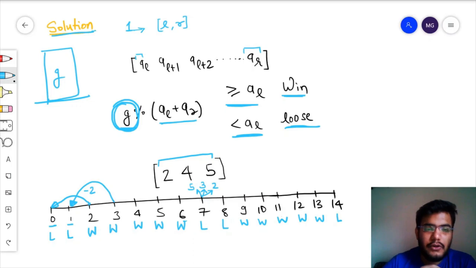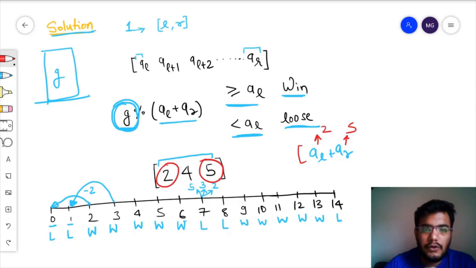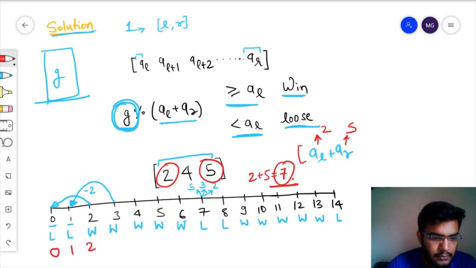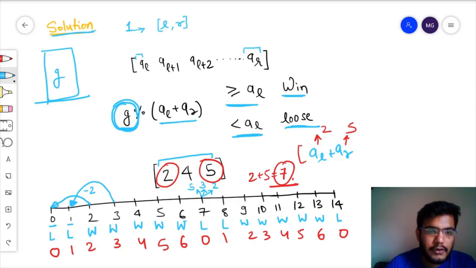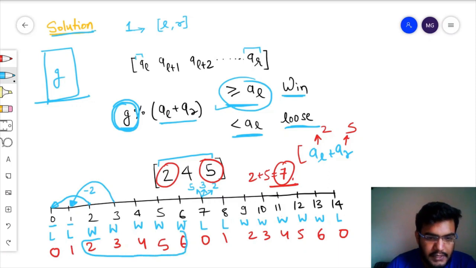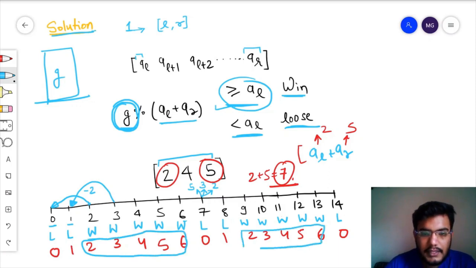Now let's see its modulo with AL plus AR. We had AL as 2 and AR as 5, so we need to take modulo with 7, which is 2 plus 5. If we take the modulo of every term with 7, we have 0, 1, 2, 3, 4, 5, 6. Now you can clearly see that if the modulo is greater than or equal to AL, meaning greater than or equal to 2, then it is a winning state, because the residues 2, 3, 4, 5, 6 are winning states. And in the rest of the cases, where it is less than 2, that is 0 or 1, it is a losing state. So it is true for this particular case which we have taken.